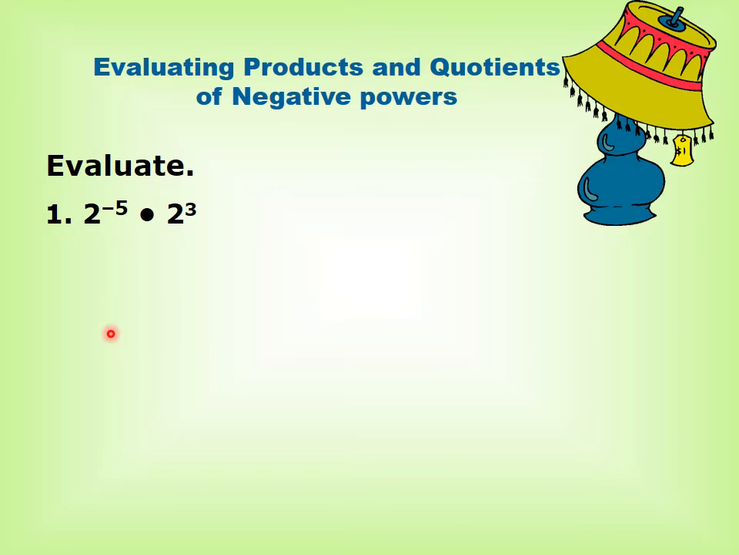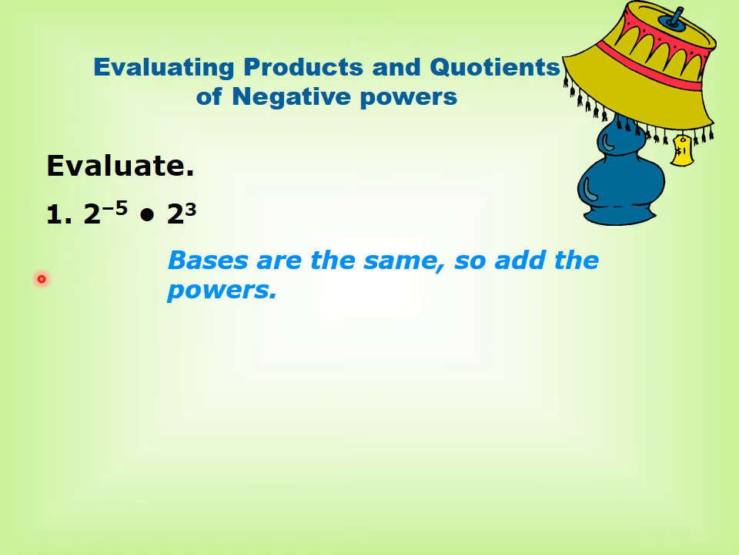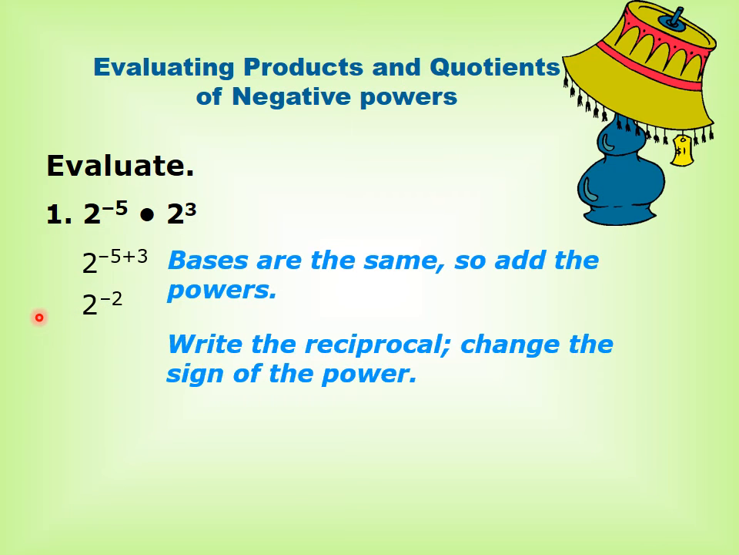Evaluating product and quotient of a negative power. 2 power negative 5 times 2 power 3. Bases are the same, so we can add the powers. Since we are multiplying with the same base, we can add the powers. Equals 2 power negative 5 plus 3 equals 2 power negative 2. Here we want to get rid of this negative power, so write the reciprocal, change the sign of the power, equals 1 over 2 power 2 equals 1 over 4.